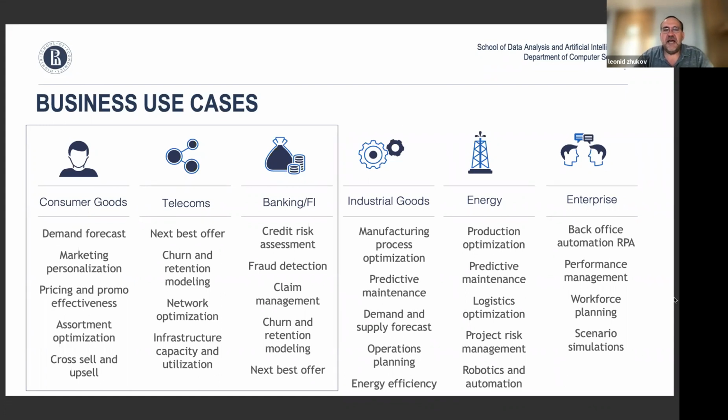Also interesting to notice that if you think about the depth of penetration of data science, banking and telecoms usually come as number one in terms of the level of sophistication. Those guys are used to working with data, with customer data, and they're quite happy with using data science. In consumer goods, it's a little bit behind. Interestingly enough, energy and industrial goods is where probably the slowest intake of machine learning and data science is as of today.